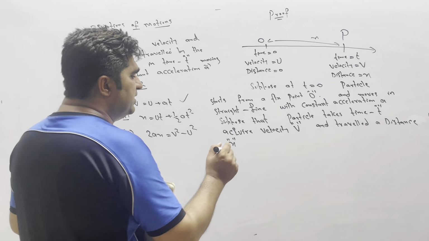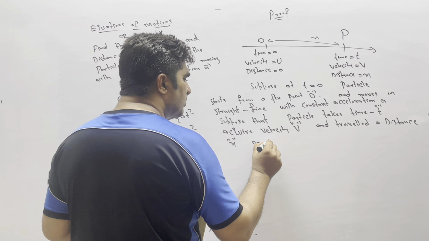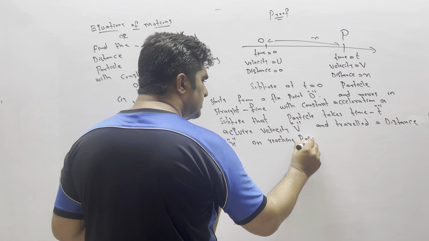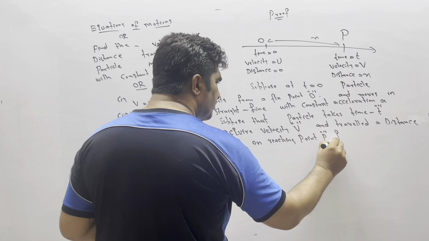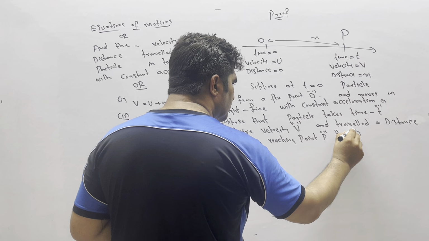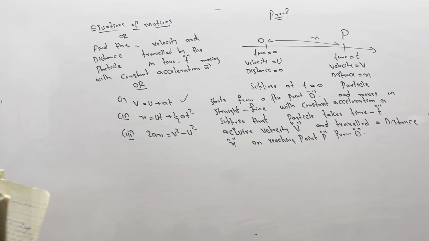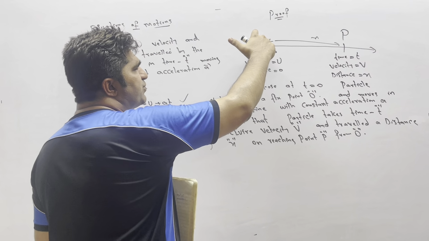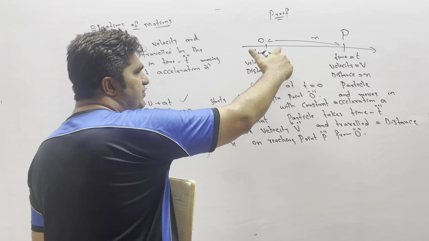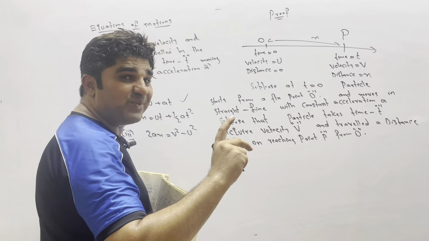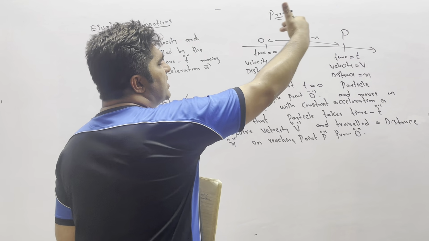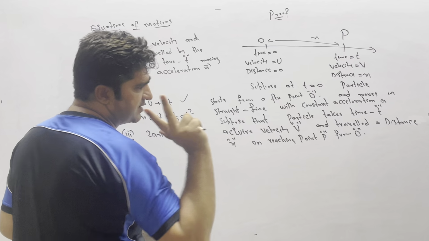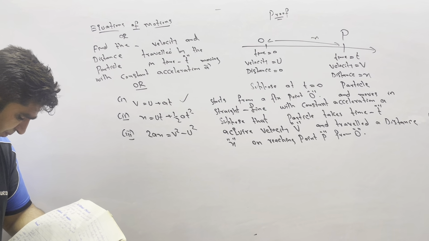On reaching the point P from O. I discussed all things here already: we are starting our motion from point O at time t equal to 0, velocity was u. Keep in mind that its initial velocity is u. Distance covered is 0. After time t, it reaches the point P, it covers a distance x, its velocity becomes v. I write the same things here. Okay.